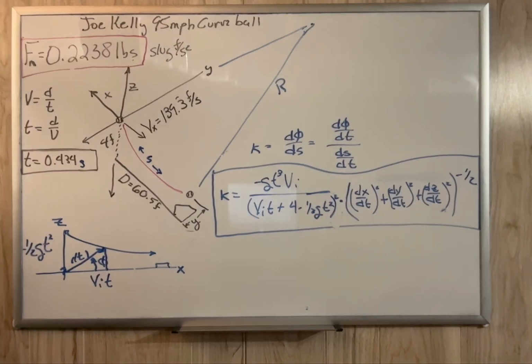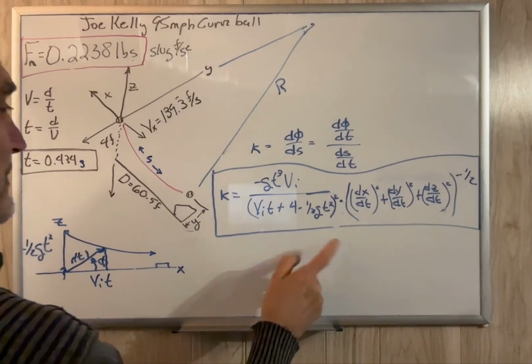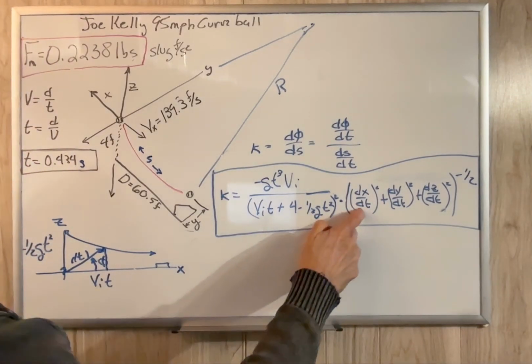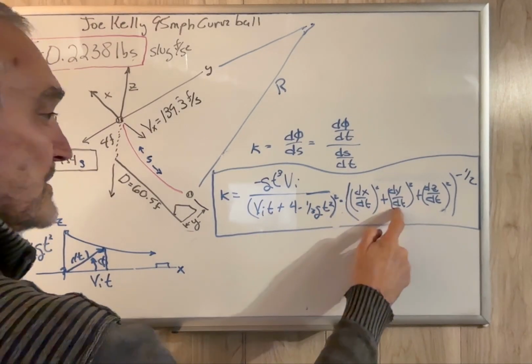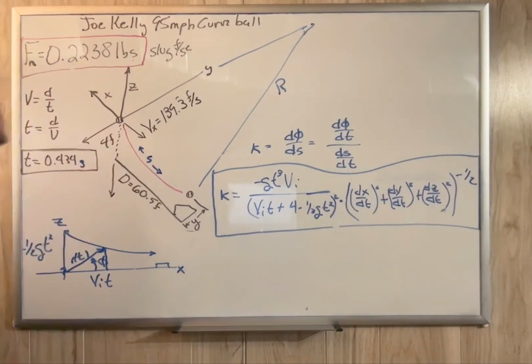Okay, great. So now we know the distance, we know the actual path, and then we know the curvature. And again, we know these things. We know our dx dt's, we know our dy dt's, and all that good stuff. I hope that helps.